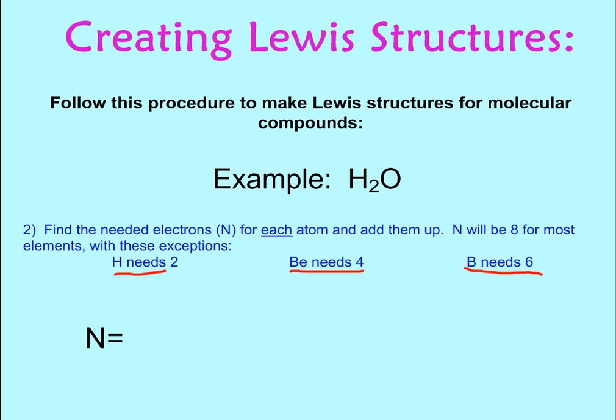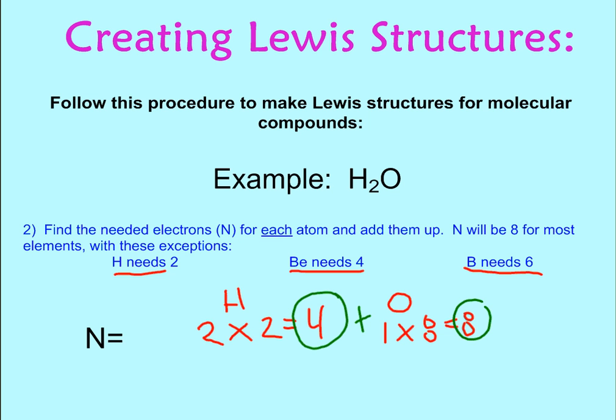Okay, so water. It's made up of 2 hydrogens and an oxygen. The 2 hydrogens each need 2 electrons, which is 4 electrons. Then you've got oxygen. There's 1 of them, and it needs 8. But I want to know the total number of electrons the entire molecule needs. So I add 4 plus 8, which gives me 12. So the N value for water is 12.